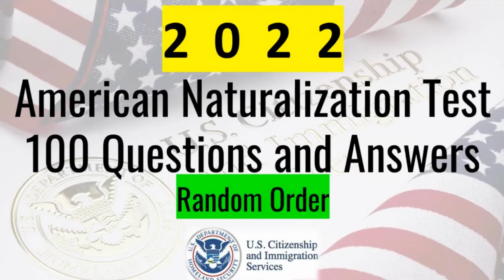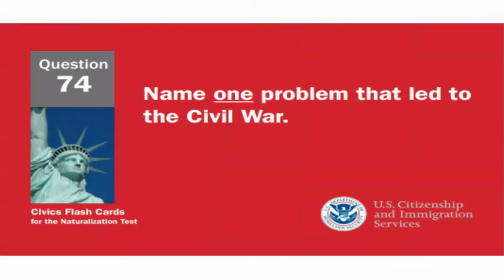There are 100 civics questions on the naturalization test. Applicants will be asked up to 10 questions from the list of 100 questions in English. You must answer correctly 6 of the 10 questions to pass the civics test in English. So please make sure that you review as many times as possible in order to get you ready to become a citizen of the United States. Let's begin to review all 100 questions and answers.